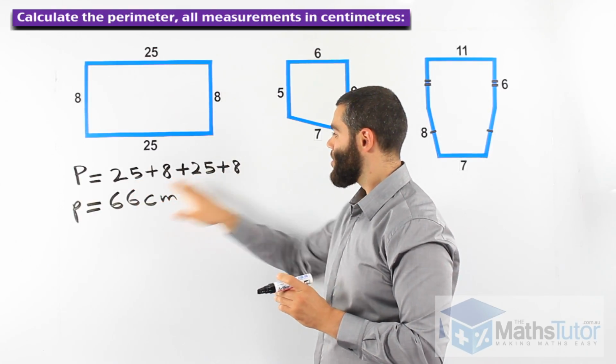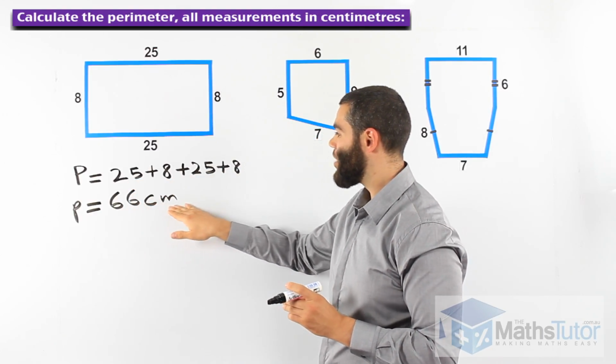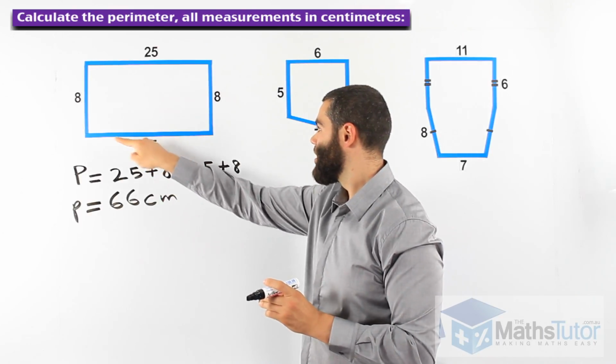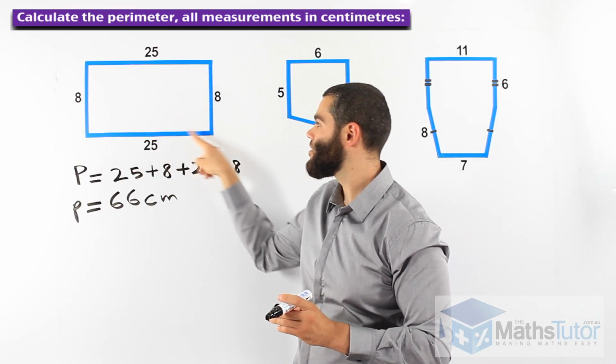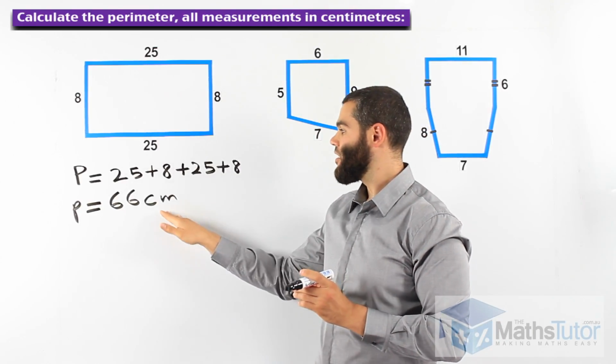We add them all up and we always write the unit. 66 centimeters is the total boundary. It's the perimeter of this shape, 66 centimeters.